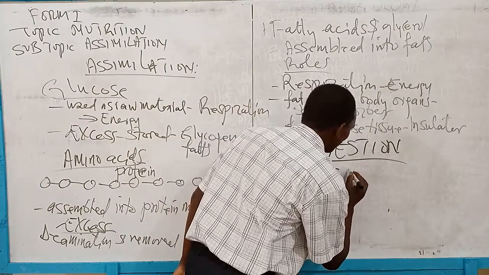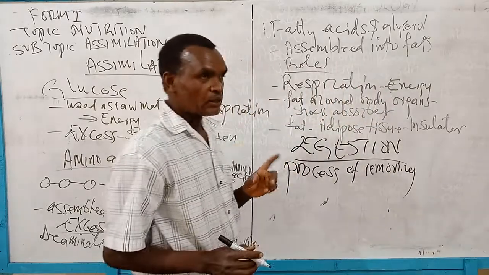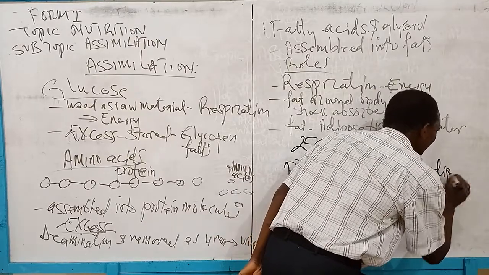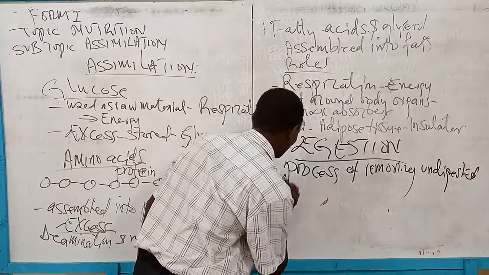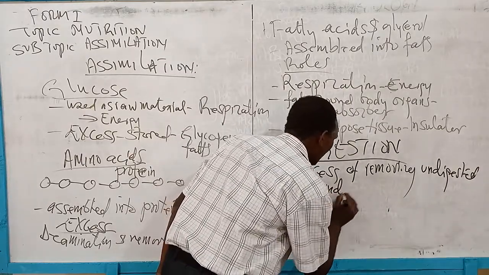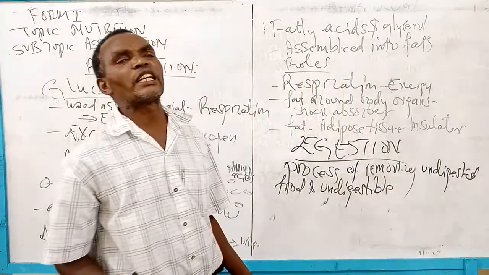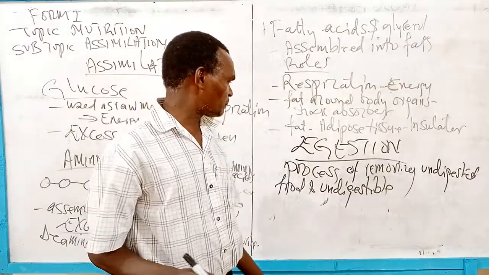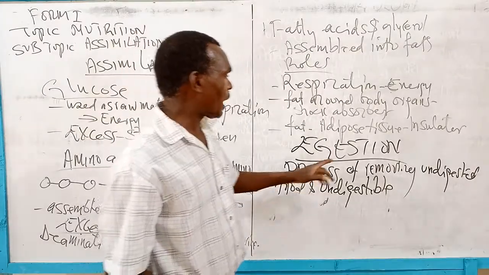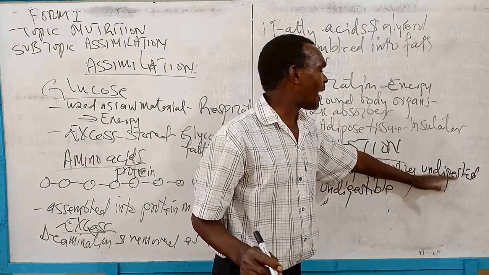So it's a process of removing what? Here I want us to know we are removing undigested food and indigestible food. If you happen to eat a metallic object that cannot be digested, that one will fall under indigestible. If you happen to eat food that has a lot of fibers that cannot be digested, that falls under undigested.